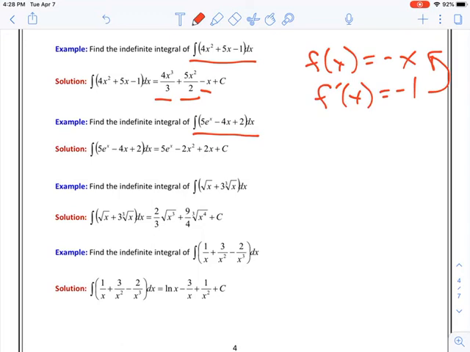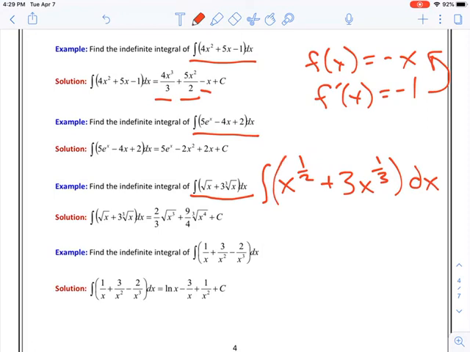Once we get down here, we have to start doing what we did when we were finding derivatives, which is to rewrite the problem so that it's in a form where you can actually apply the power rule. So with this one, we would write the antiderivative of x to the 1/2 power plus 3 times x to the 1/3 power. And then from here, you would apply the power rule.